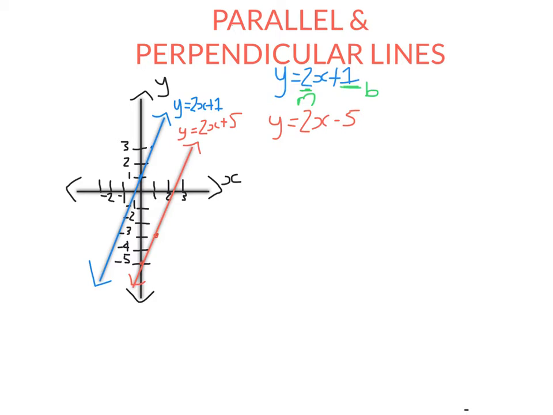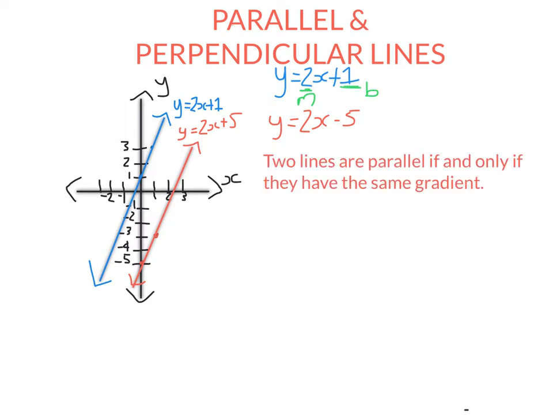So it turns out that two lines are parallel if and only if they have the same gradient. So the way we write that in shorthand mathematical notation, we write m1 equals m2. So that means gradient of the first line equals gradient of the second line. If the gradient of the first line equals the gradient of the second line, then the two lines are parallel.